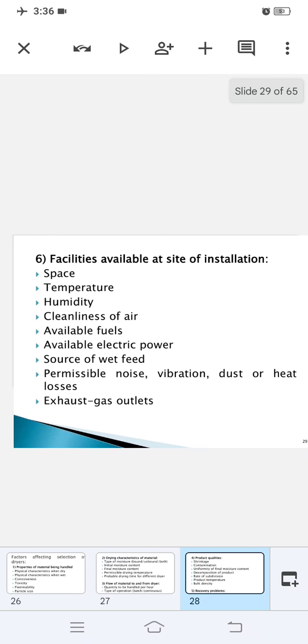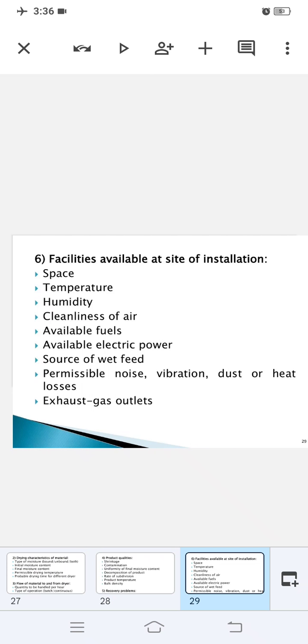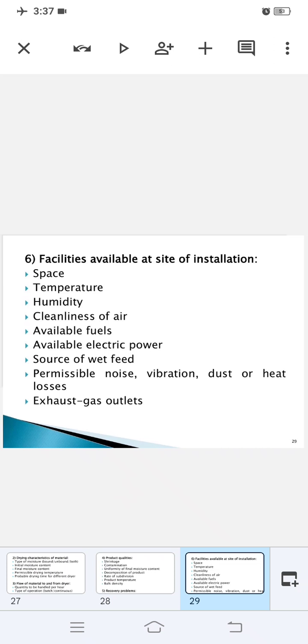Then sixth one is the facilities available at the site of installation, like space for the dryers, temperature, humidity, cleanliness of the air, available fuels, available electric power, source of the wet feed, permissible noise, vibration, dust or heat losses, exhaust gas outlets. These all are the factors which are present with the equipment. So we have to take care of these things also.